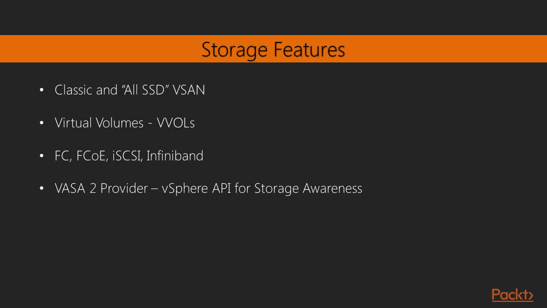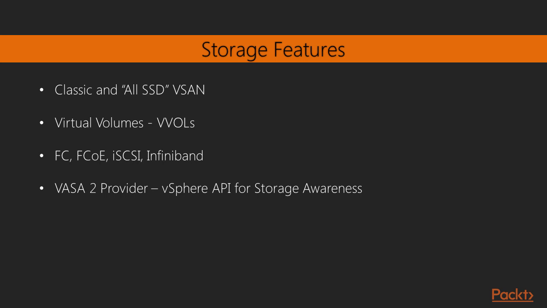Some interesting storage features in 6.x and 6.5. So with 6.5, there's a new VMFS 6 file system. You cannot migrate a VMFS 5 file system to VMFS 6. You have to basically do a storage vMotion over to a newly created VMFS 6 file system. It's very fast, and the file system is also created very, very quickly.